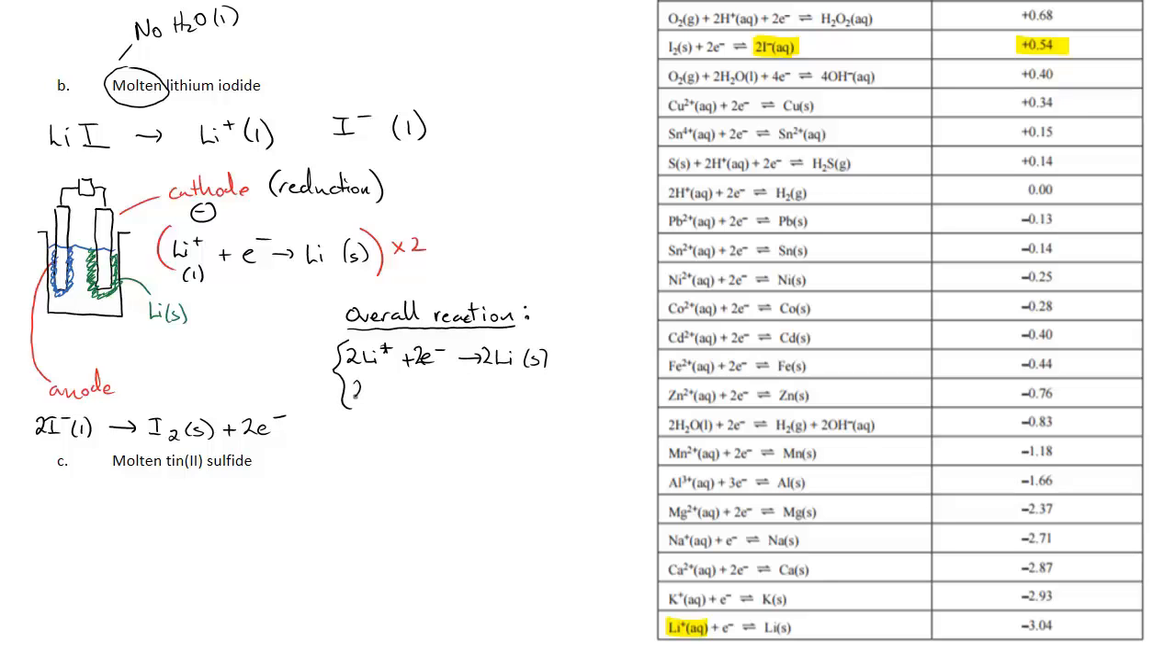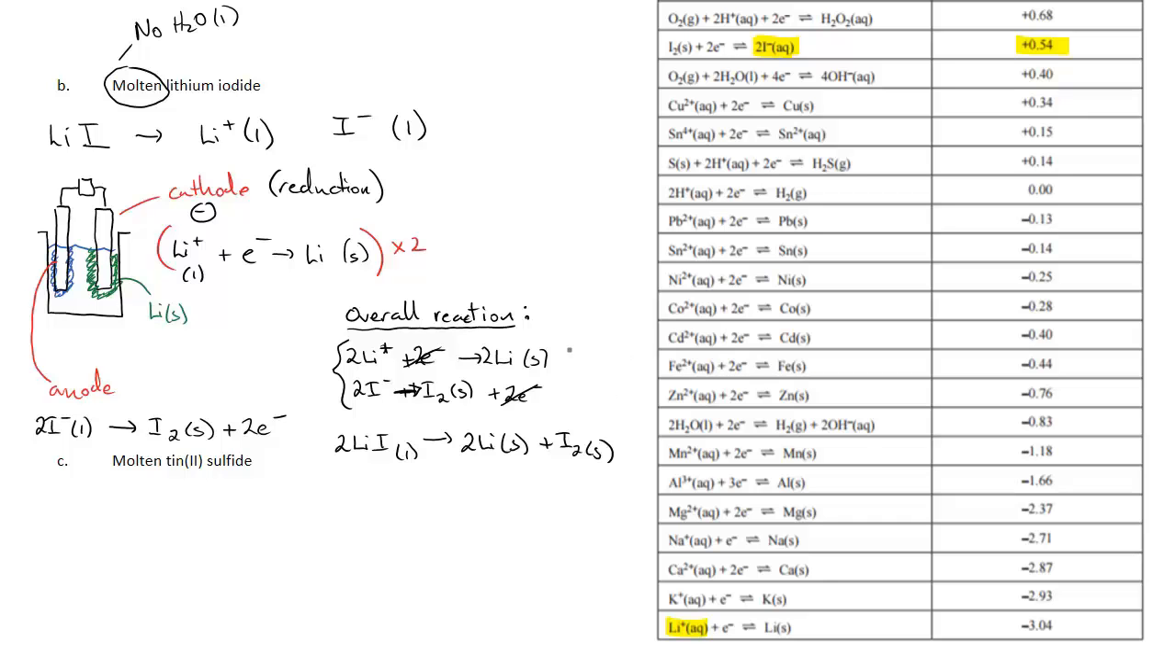and then we have 2 iodide forming I2 solid and 2 electrons. So when you add those 2 reactions, you have 2 lithium iodide molecules, probably in their molten state, melted. The electrons are going to cancel out, and you'll have 2 lithium plus I2 solid forming. So this is going to be your overall reaction.